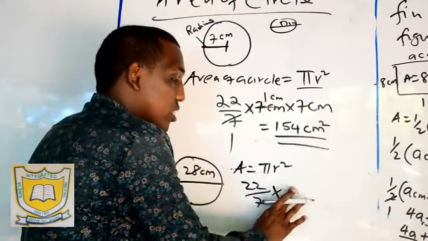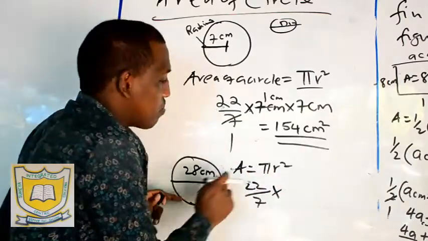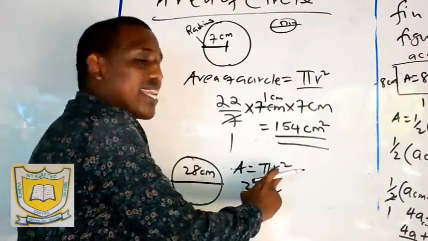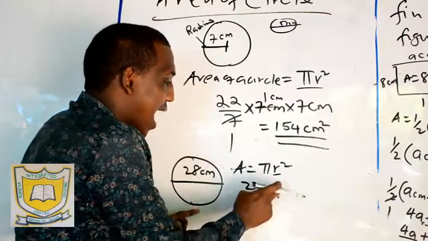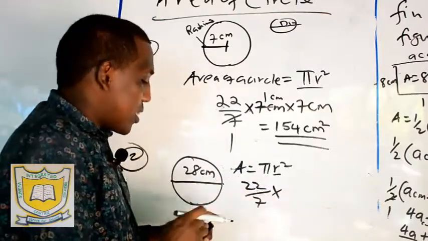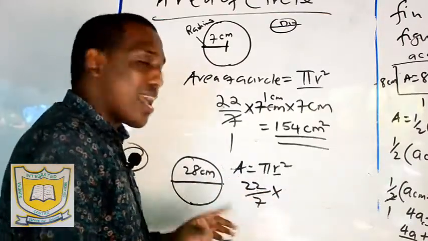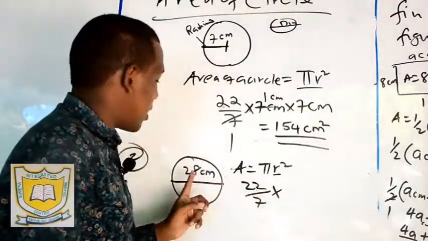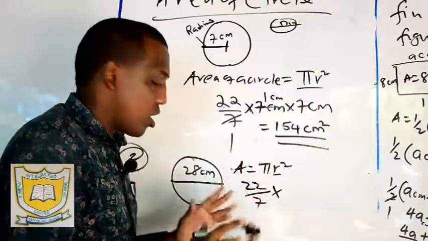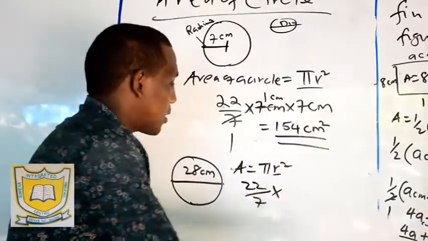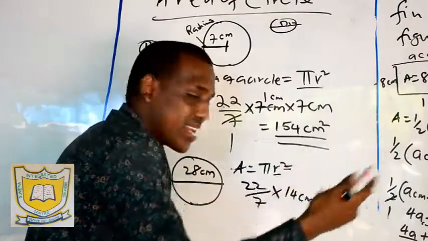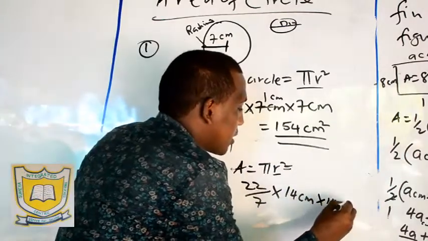No, you cannot say 28 because the line is diameter, but the formula is asking for radius. The formula is not asking for pi d, the formula is saying pi r. r means the radius. When you are given a diameter, you divide the diameter into 2. So let us divide this 28 into 2. It's 14. So the r, which is 14 centimeter, the formula is just saying squared times now 14 centimeter.